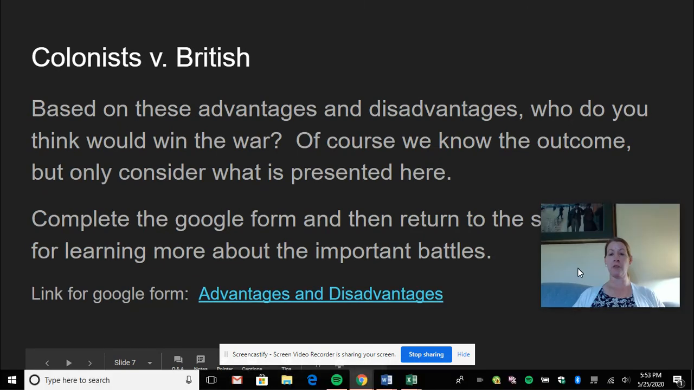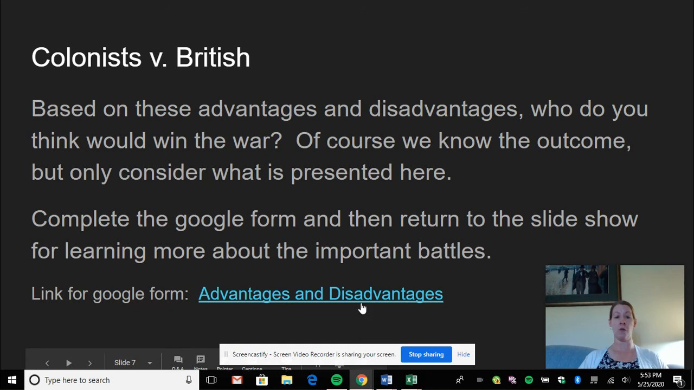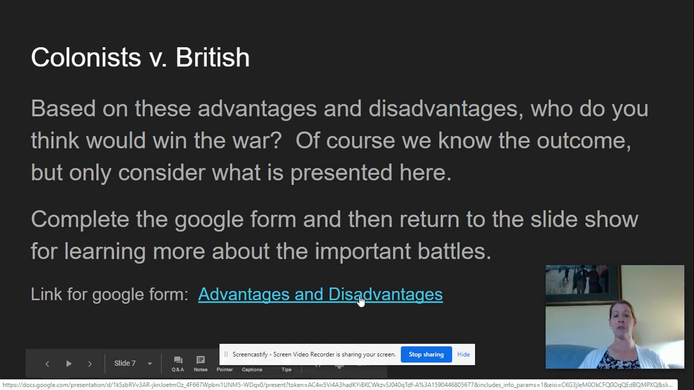So when we look now at the colonists versus the British, based on these advantages and disadvantages, who do you think would win the war? And of course, we know the outcome, but only consider what is presented here. And you're going to complete the Google form and then return to the slideshow where you're going to learn about the important battles. This link here is just taking you here for now.